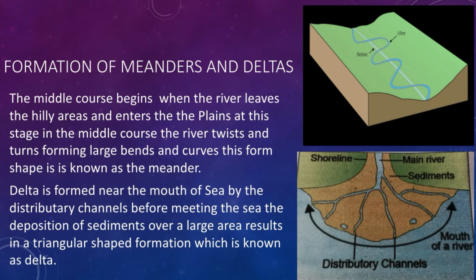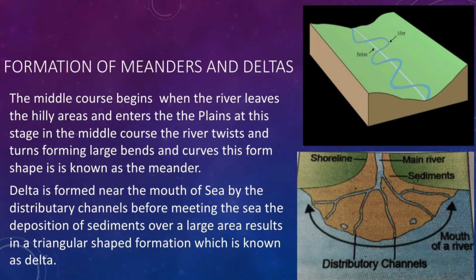Then what is meander? The middle course begins when the river leaves the hilly areas and enters the plains. At this stage in the middle course, the river twists and turns, forming large bends and curves. This formed shape is known as the meander. So in the given picture, we are able to see a zigzag like structure of water. This form of shape is made on plain areas, and it is made in the middle course of the river.